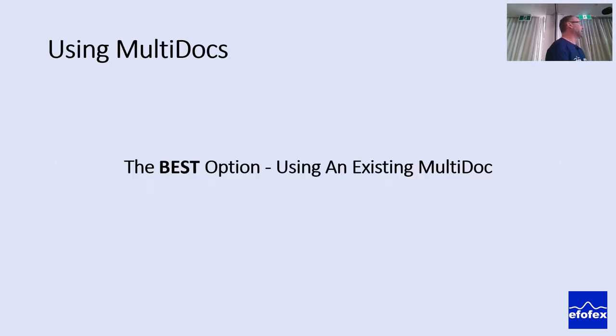Okay, using one of these multi-docs, the best option is to go and get one that someone else has written. There is nothing faster than using someone else's work. So if you can find someone who's written a really good quality multi-doc, and that material is getting more common, I mean, it's early days, but it's getting more common.